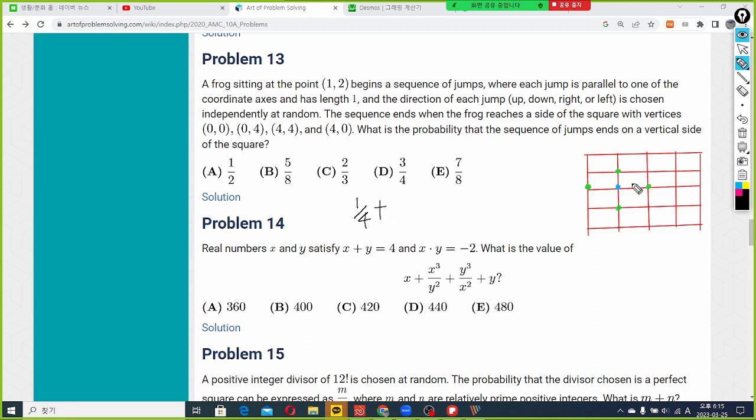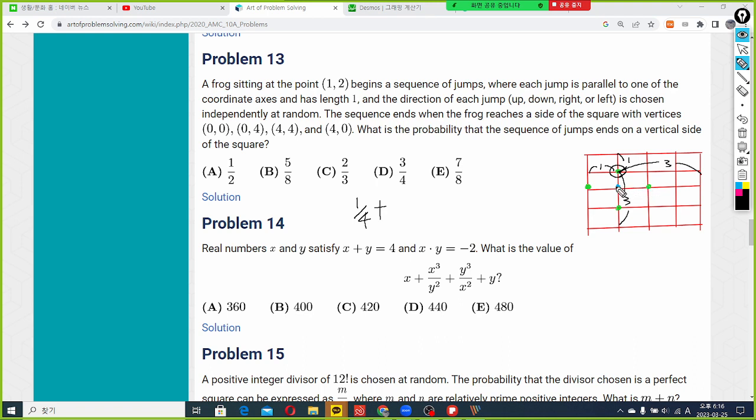And for the other 3 directions, let's say he jumps to the top, jumps up 1 unit up, and when he is in this position, now the length to the vertical side and length to the horizontal side are equal. I mean, this length is 1 and 1 and 3 and 3. So that means when he is in this position, the probability for him to get to the vertical side is 1/2 because the distance between horizontal and vertical sides are equal.